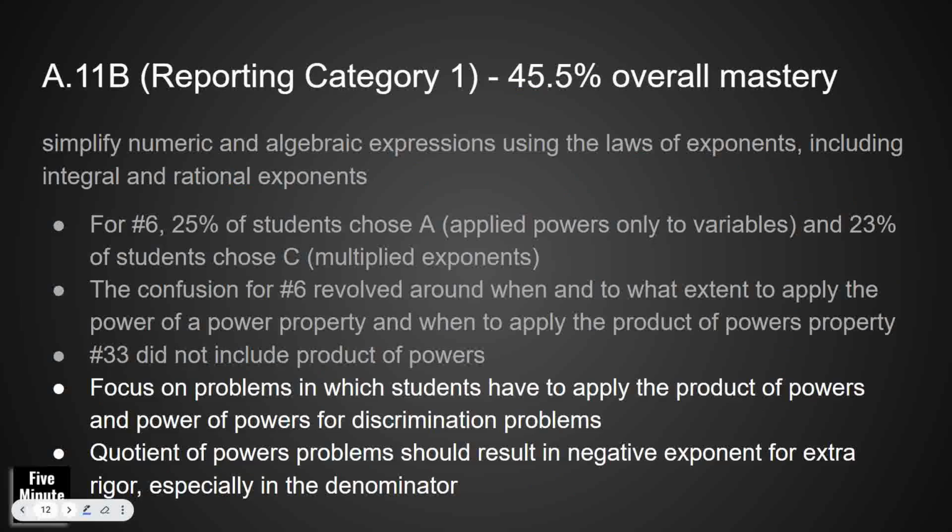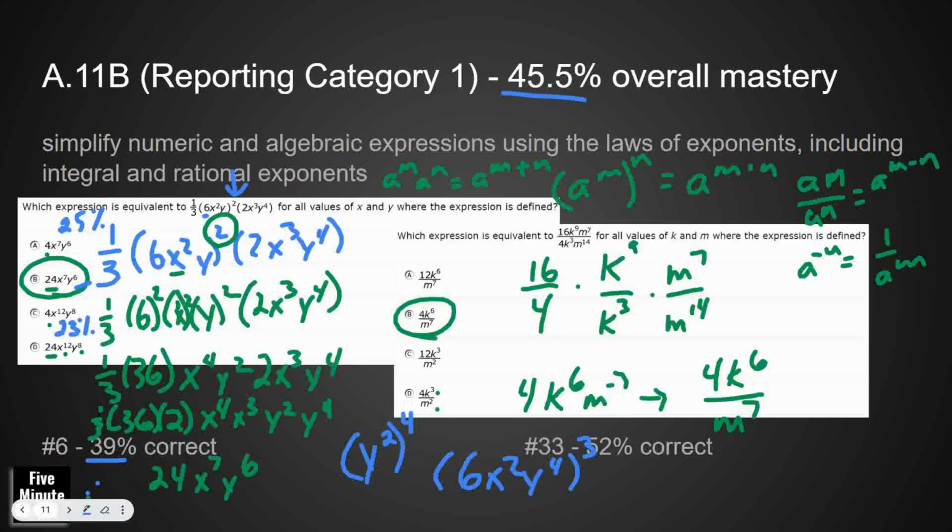And then the confusion for number 6 revolved on when and to what extent to apply that power property and when to apply the product of powers property. When do you multiply? When do you add? What all are you taking? Are you squaring? In that case, taken to the second power. That was the confusion. And then number 33 involved quite a few, but it did not involve the product of powers. And so we didn't have the product of powers confusion versus the power of powers. It was more just the division of powers, and so it ended up being a little bit more straightforward.